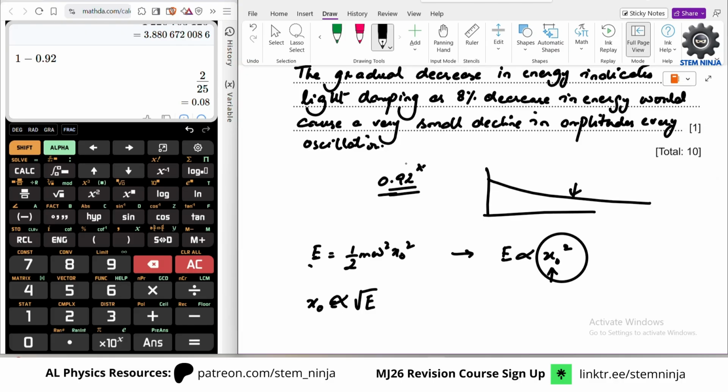That is an important point to write over here also. You can write that definitely. That the amplitude is proportional to the square root of energy. The gradual 8% decrease in energy will create a very small decline in amplitudes every oscillation. So that is an important point you can write also. Alright, so that's it for this question. Let's move on to the next one.